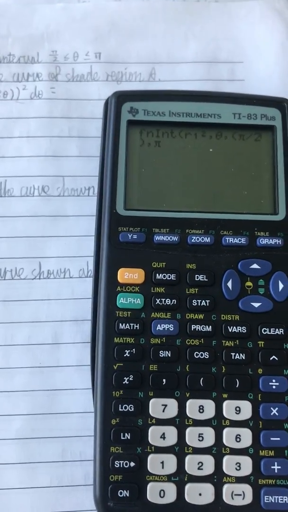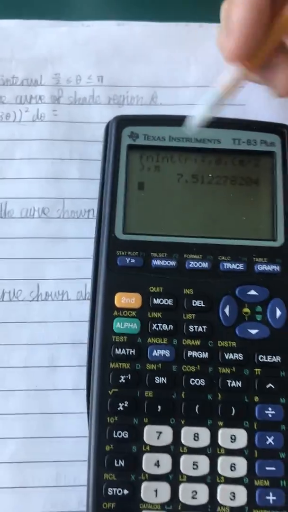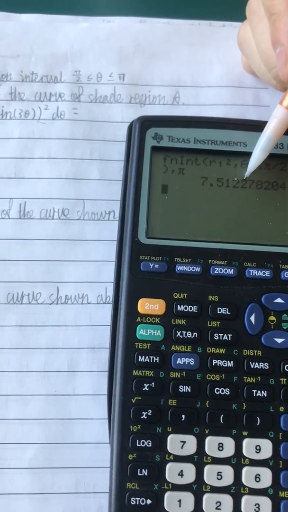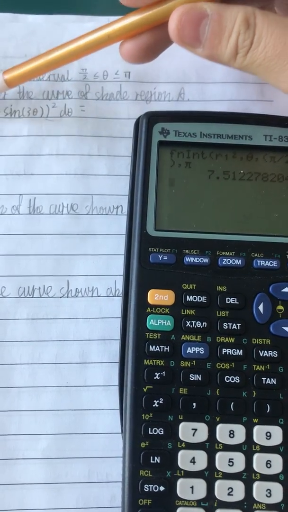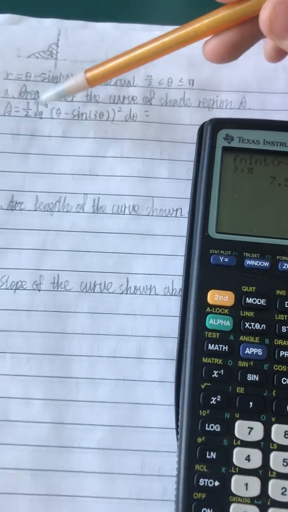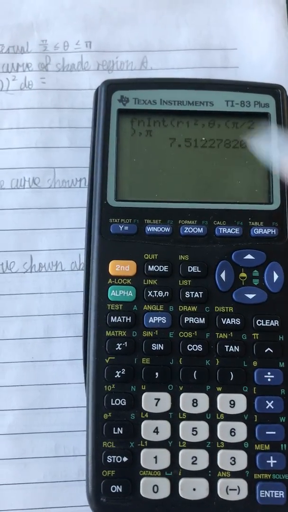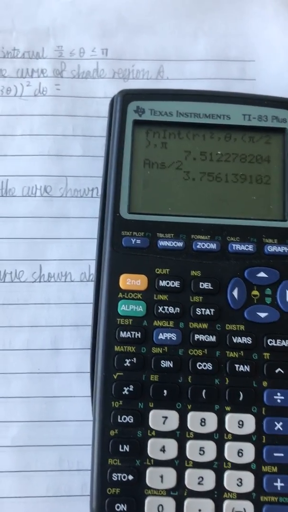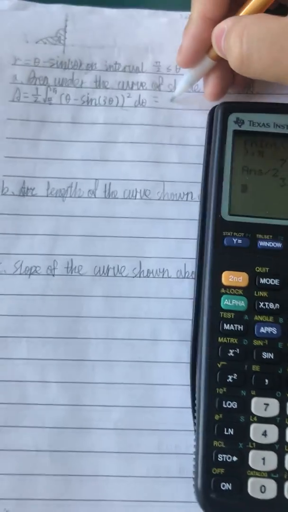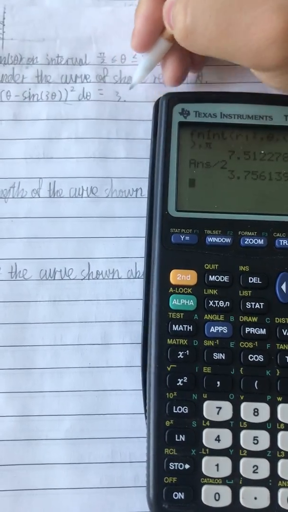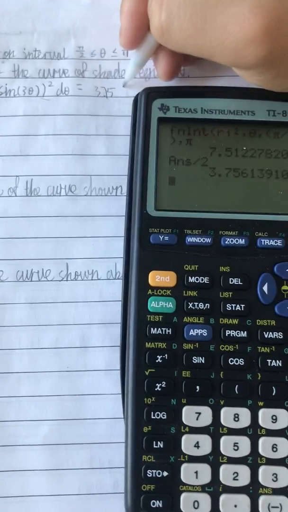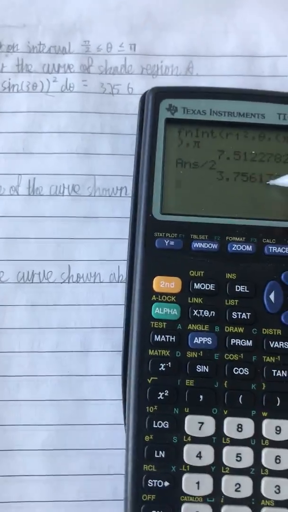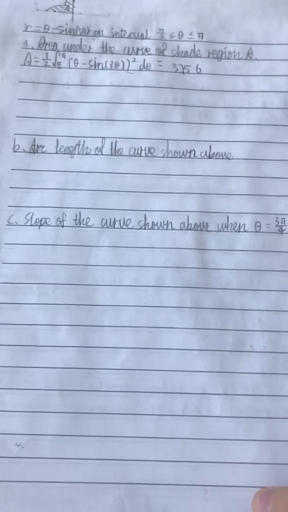So now we have the lower bound, upper bound, and the appropriate equation. So let's do our calculation. Notice this is 7.512, and we are actually not done yet because we haven't done the 1/2 part here. So we just use this number divided by 2. And that's our answer for the area under the curve, which is 3.5756. We don't need to round it up because the next digit is a 1. Okay, so let's look into our next question.